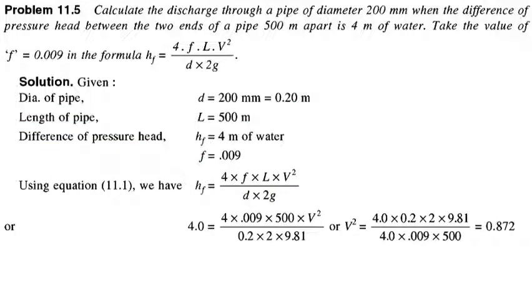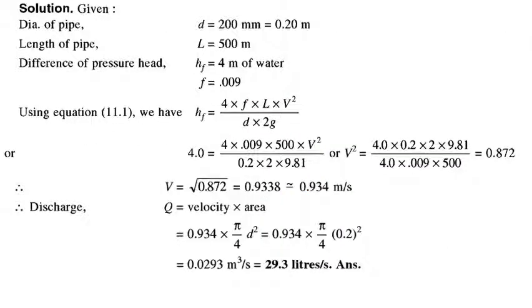Then using this equation, we know the quantities hf, f, L, then g is also known to us, D is also known to us. The only thing we have to calculate is V. So we get V as the square root of 0.872, which is 0.934 meters per second.